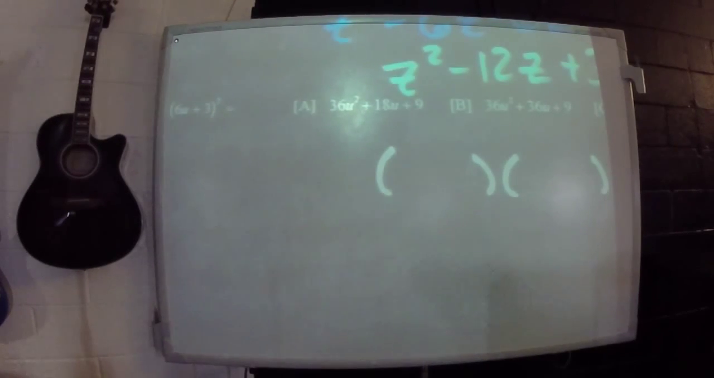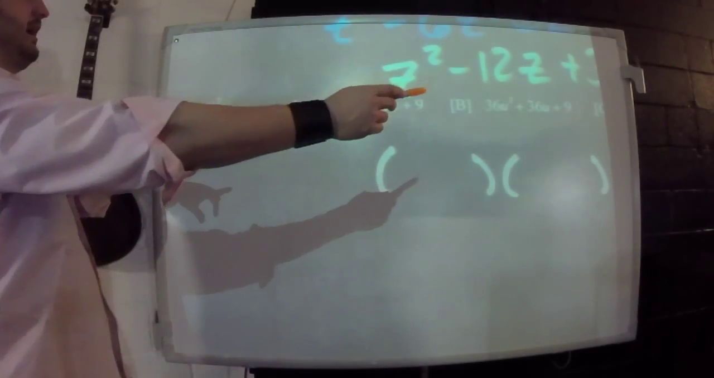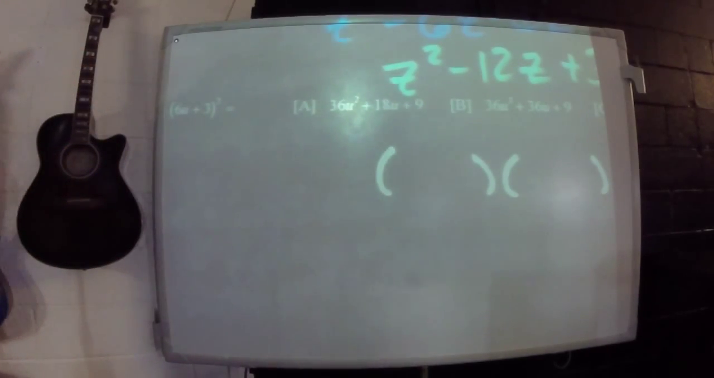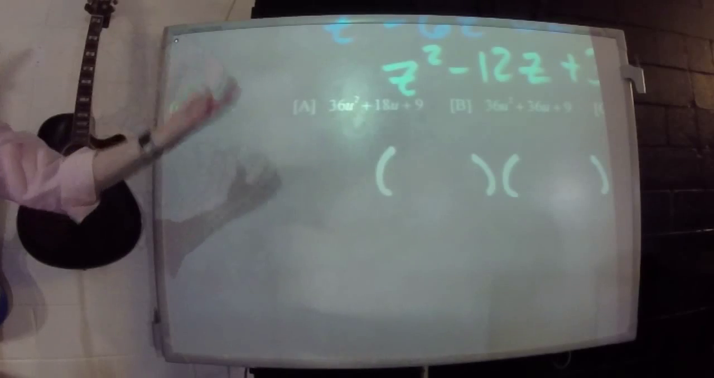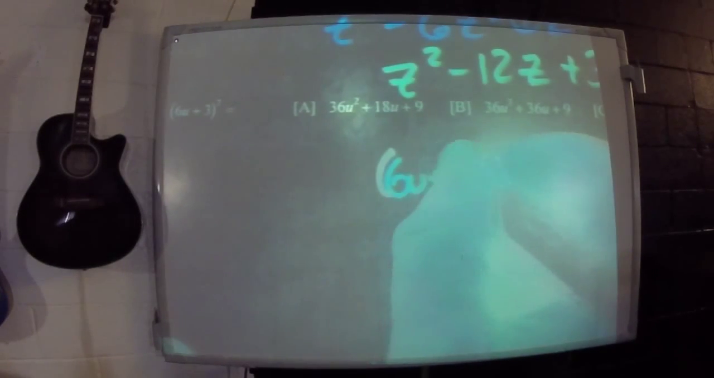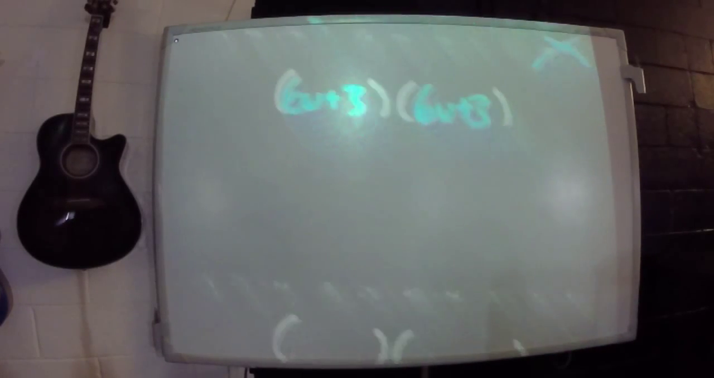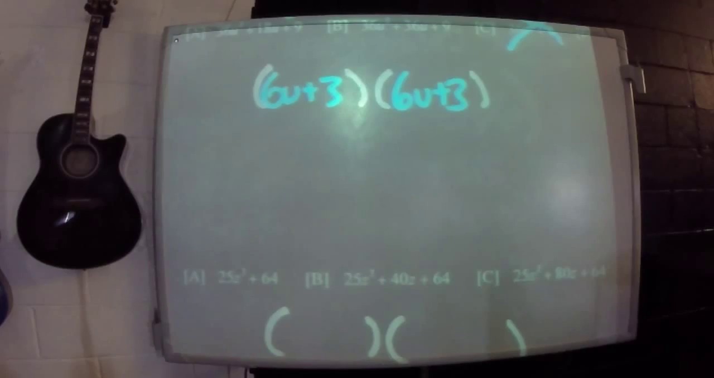So we're going to have the 36u squared. Everybody said A. We're going to have the 9. I think it's going to be B, just because everybody else said A. Okay, so Pat's going with B, everybody else going A. Let's see what it does. Put 6u plus 3, let's FOIL it. We want to see if it's A or B.